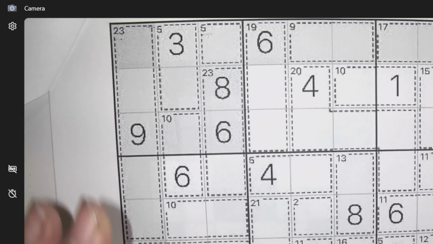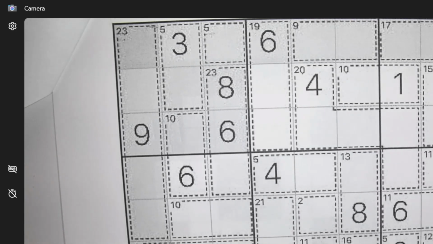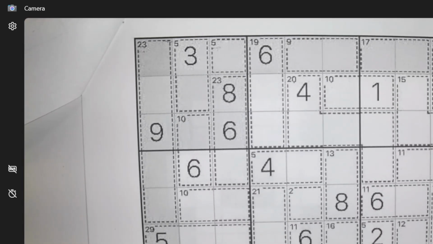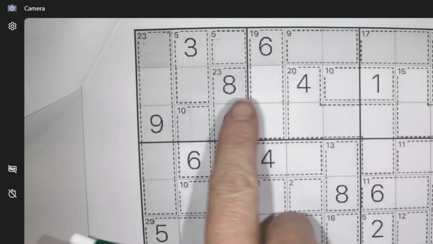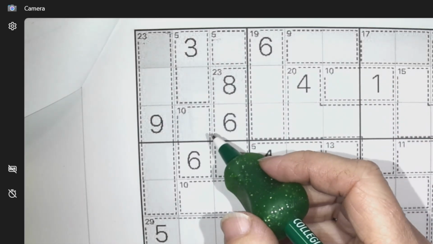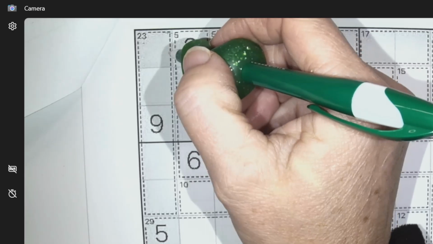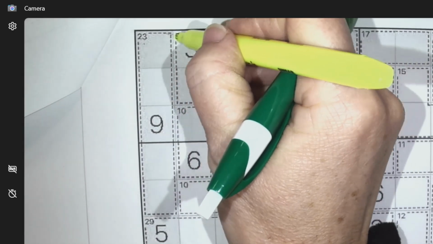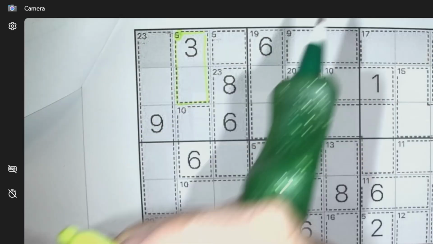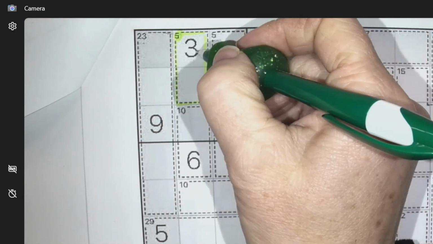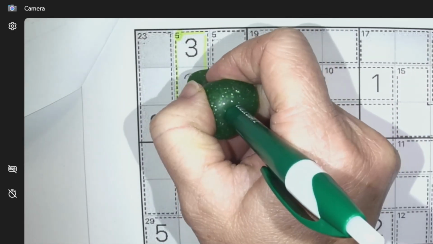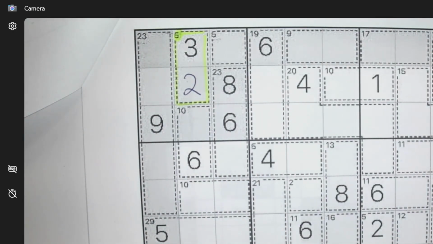This one is called a killer Sudoku. That's the name of this puzzle. So the same rules apply as a Sudoku, plus it's telling you the little individual boxes. So it's saying 5 means that this addition has to be a 5. So if there's a 3 here, what has to go here? 2.